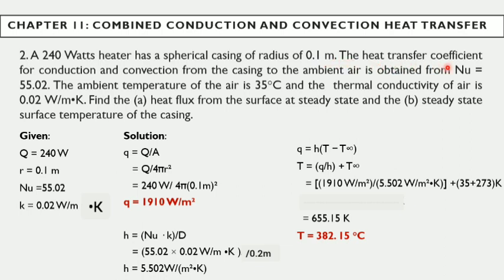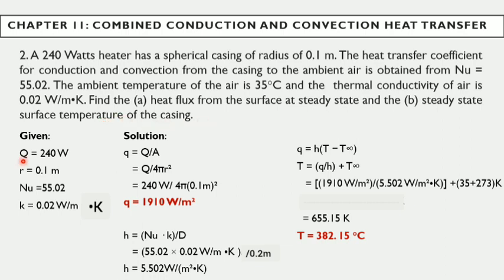The heat transfer coefficient for conduction and convection from the casing to the ambient air is obtained from a Nusselt number of 55.02. The ambient temperature of the air is 35 degrees Celsius and the thermal conductivity of air is 0.02 watts per meter times Kelvin. Find the heat flux from the surface at steady state and the steady state surface temperature of the casing.